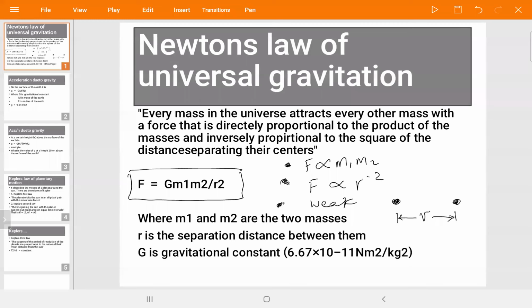And the other very unique nature of this force is that it is an attractive force. It's not a repulsive force, but it's always an attractive force. For example, the electrical force can be attractive or repulsive, whereas the gravitational force is always attractive. There is no repulsion between two masses, but there is always an attraction between the two masses.